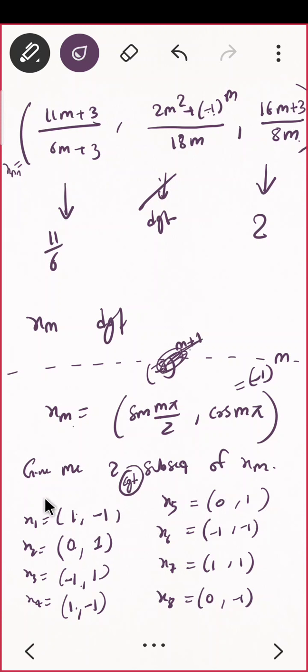So you may select the first one. Suppose x1 को मैंने select किया. Since I want convergent, so ये constant sequence है. So I want the next term to be the same thing, 1 and minus 1. So I can take this one, correct? So next one will be कौन सा रहेगा ये? Yeah, did I make some mistake here?